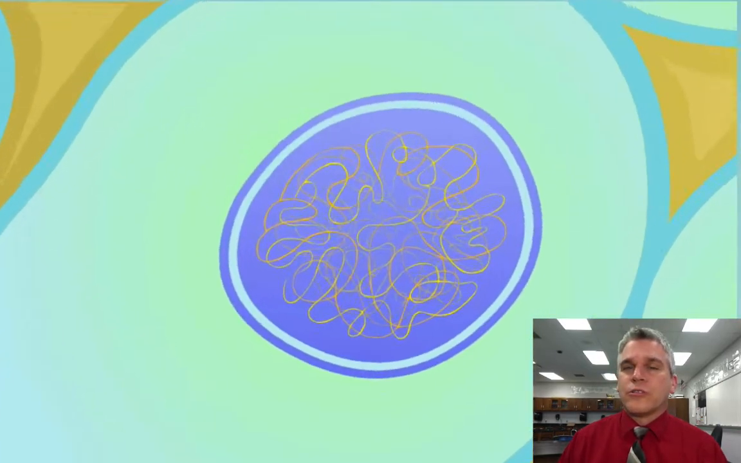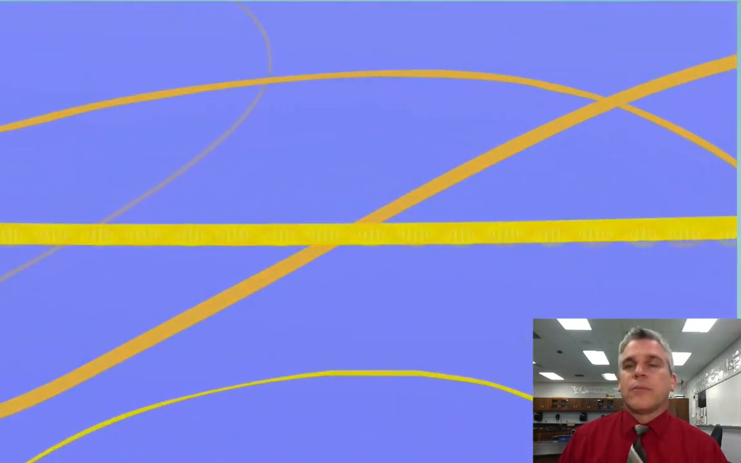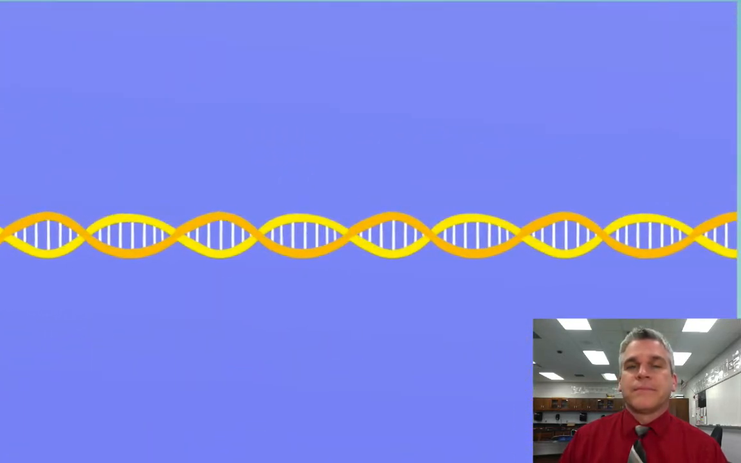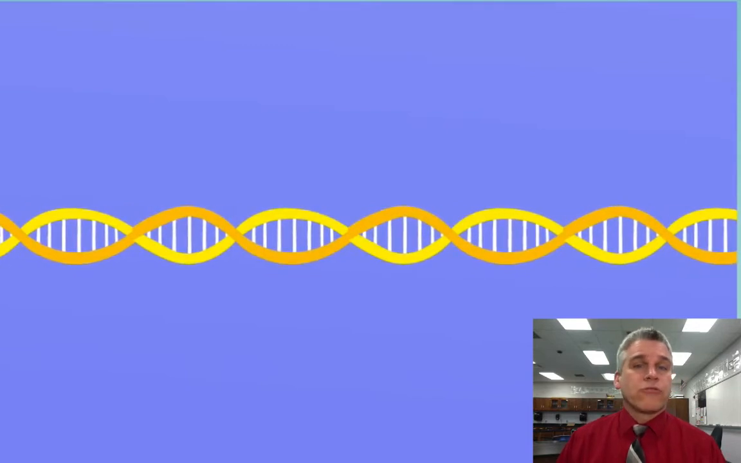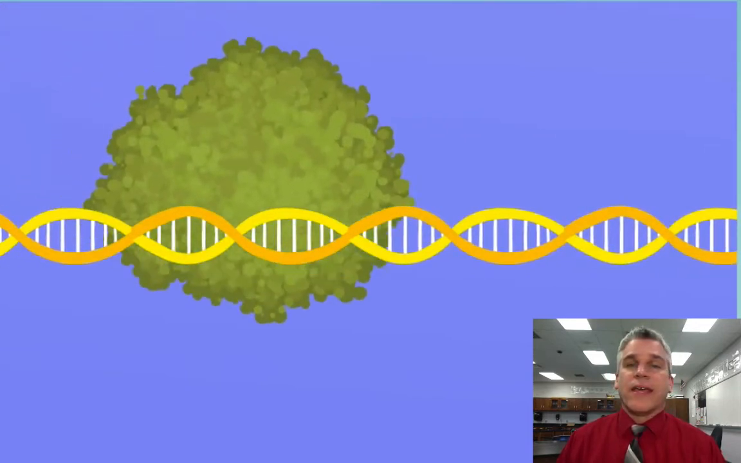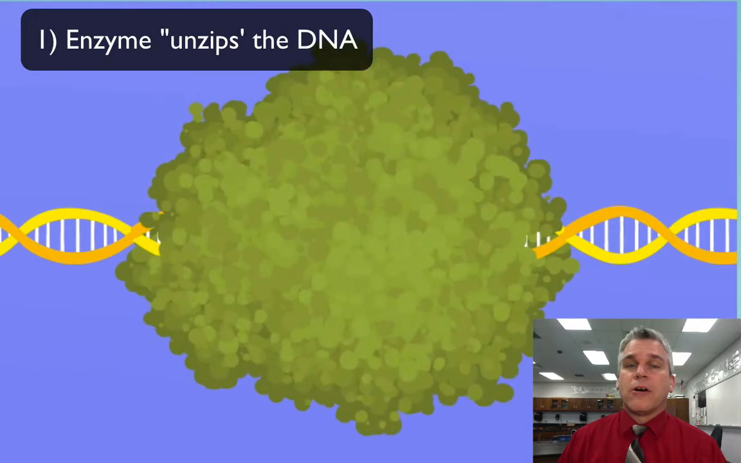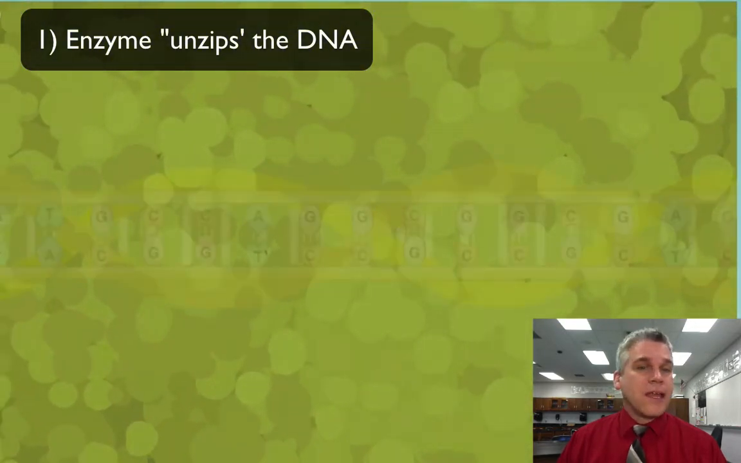So let's get a closer look. There's our chromosomes. There's the DNA. Let's get a close-up look at the DNA. And remember, during transcription, we're going to need to have an enzyme, the RNA polymerase enzyme, come along and unzip the DNA.